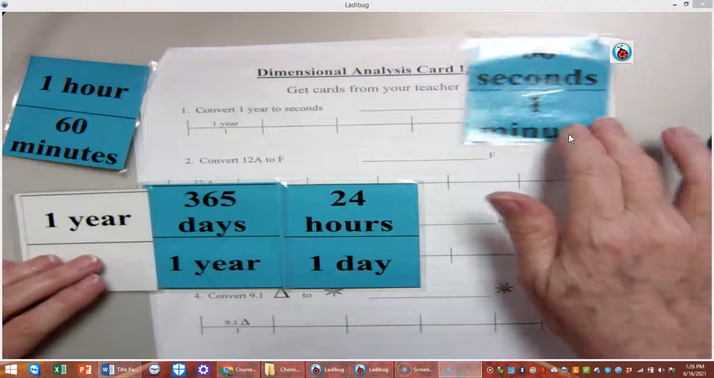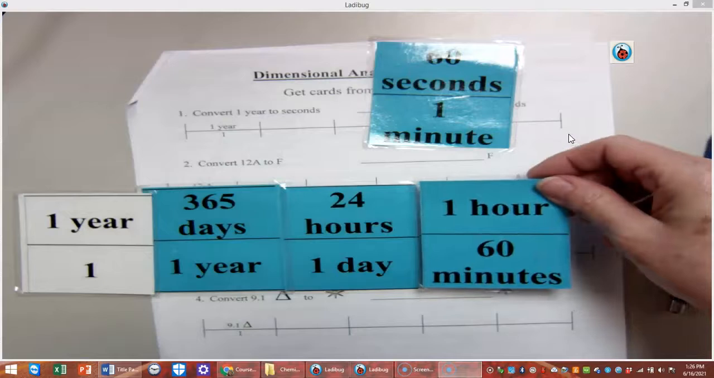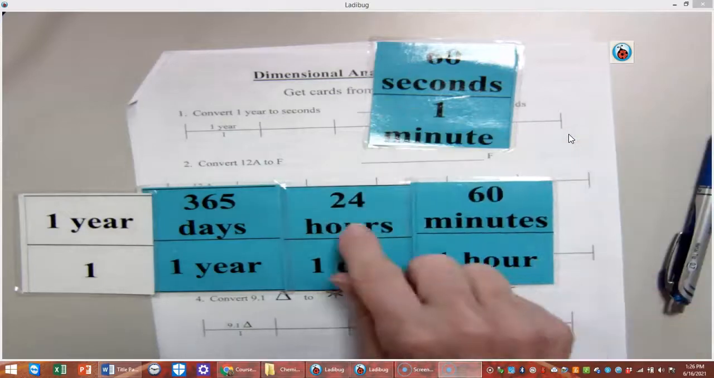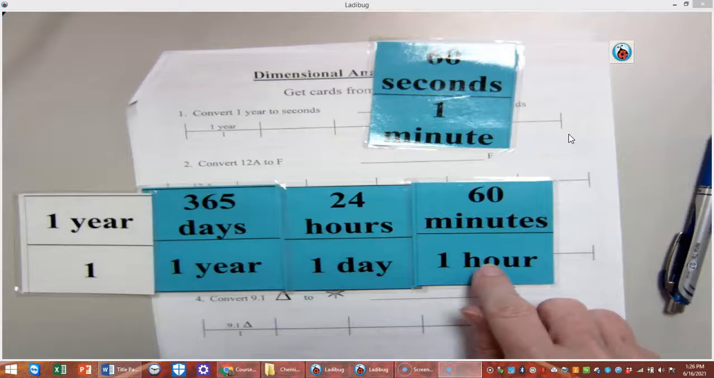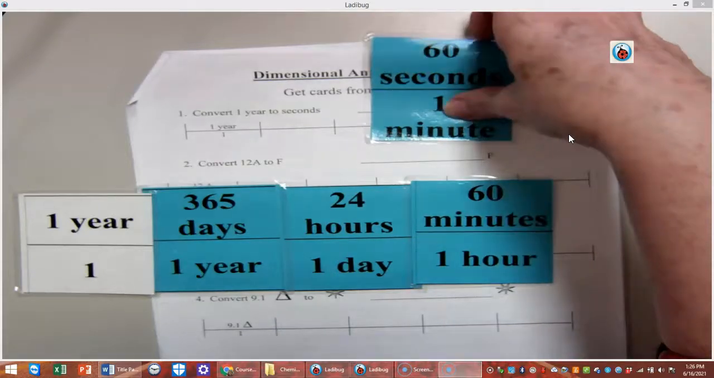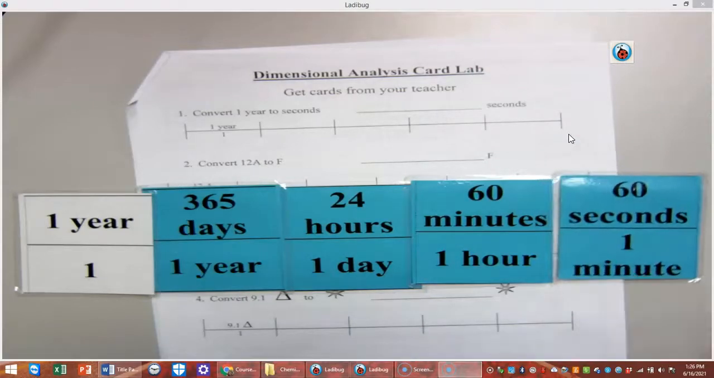Now, I don't know how many seconds are in an hour or how many seconds are in 24 hours, but I know how many minutes are in an hour. There's 60 minutes in an hour, and I'm going to flip it this way because, again, I want to cancel out hours, and I'll be left with minutes. I do know how many seconds are in a minute. There are 60 seconds in a minute, and again, I want minutes to cancel out, and I'm going to have seconds on top. So here's what happens. Years cancel, days cancel, hours cancel, minutes cancel, and I'll be left with seconds.